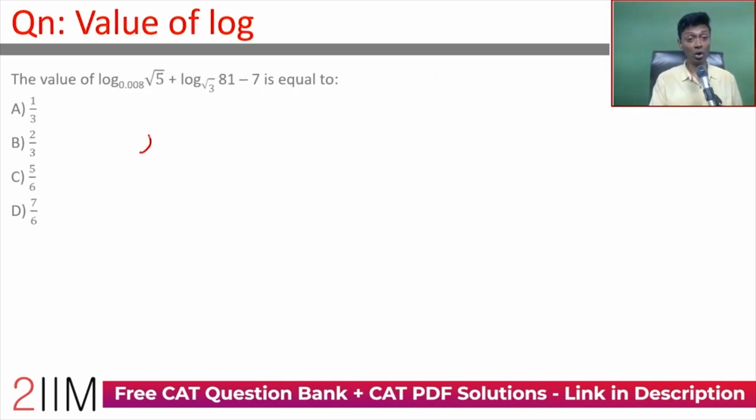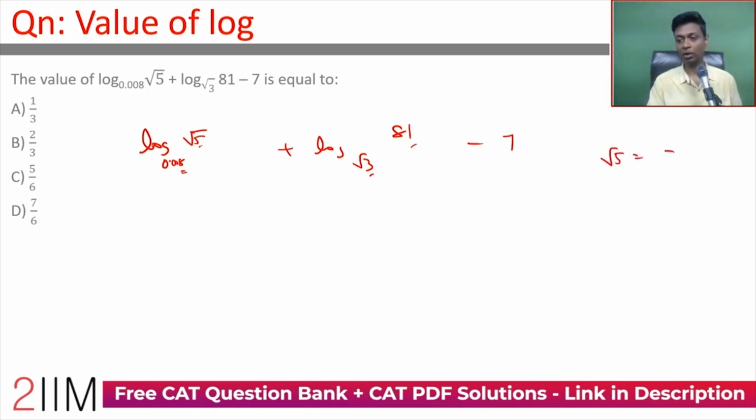The value of log root 5 to the base 0.008 plus log 81 to the base root 3 minus 7. What is this equal to? This can be written in terms of 5. These two can be written in terms of 3. Root 5 is 5 power 1 by 2. 0.008 is 2 cube by 10 cube, or this is 5 power minus 3: 1 by 5, 1 by 5 square, 1 by 5 cube, 1 by 125 is this number.